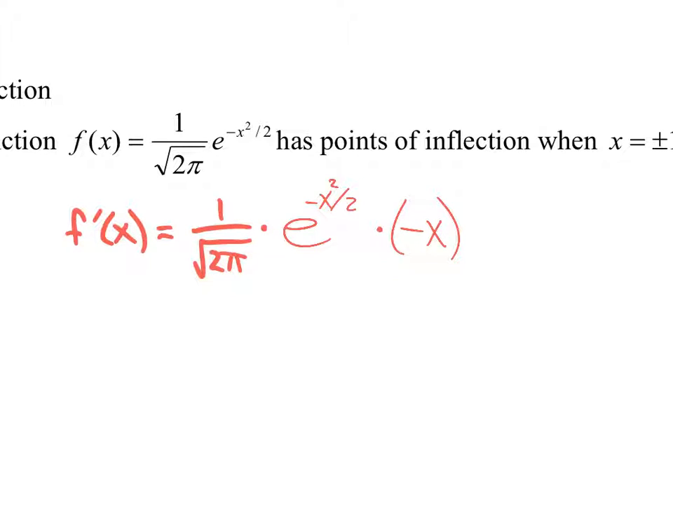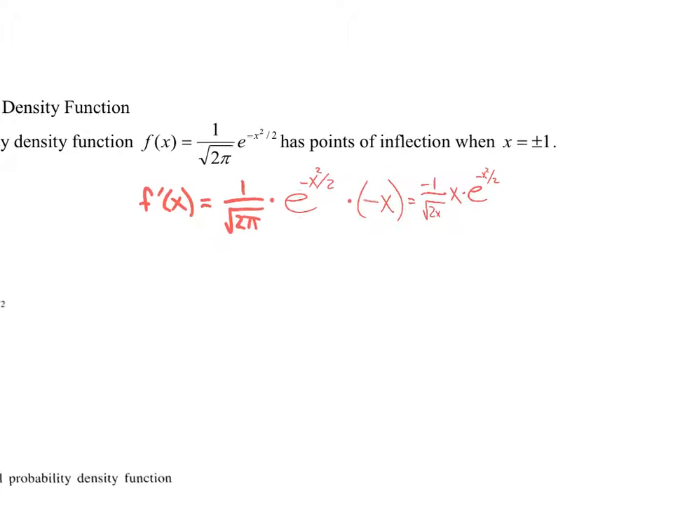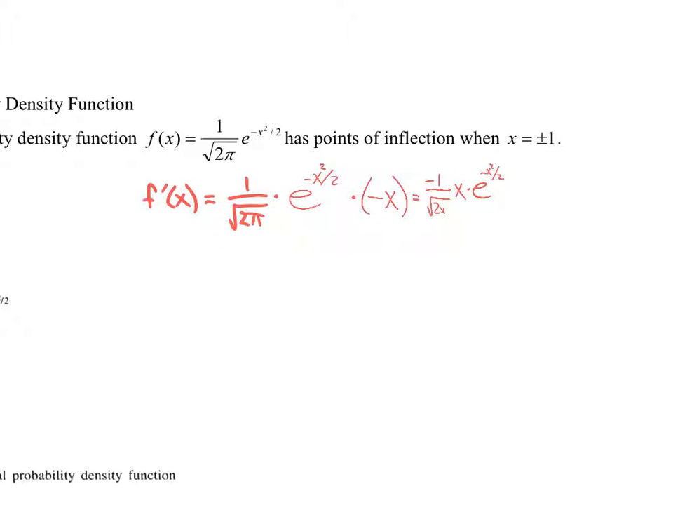I'll put the negative over with the constant. So we'll make that a negative 1 over radical 2 pi x times e to the negative x squared over 2. And now to do the second derivative, I've got to use what? Product rule, okay? Now, I still have that constant, so I'm going to write that down and then do the product rule.